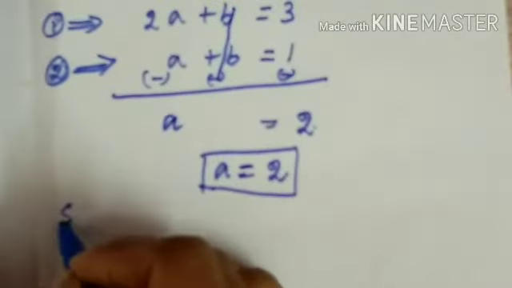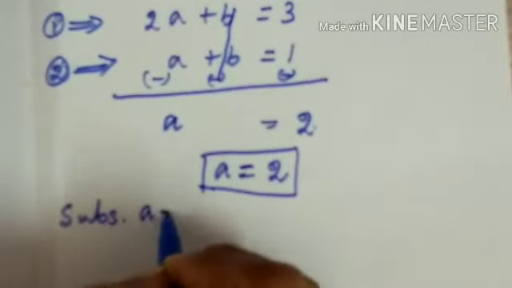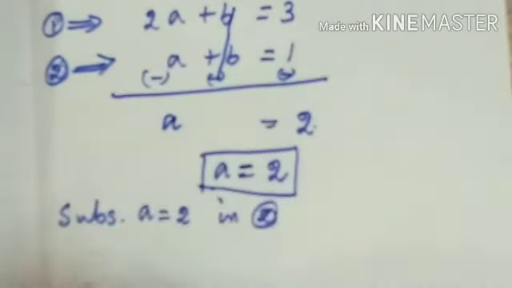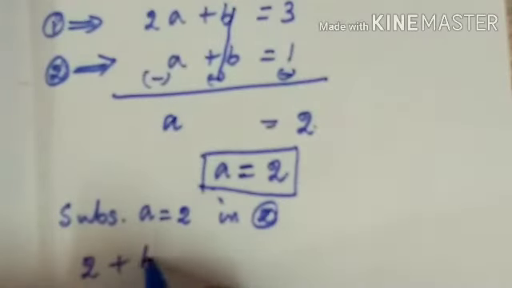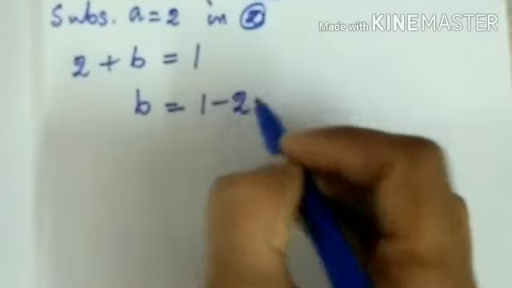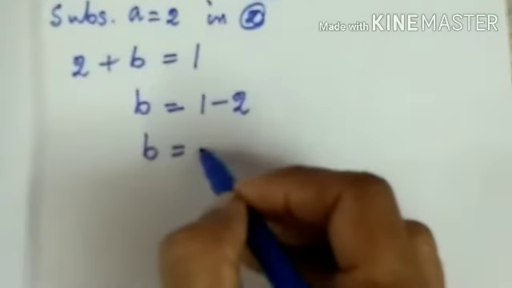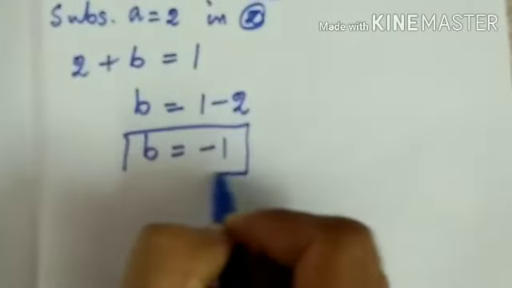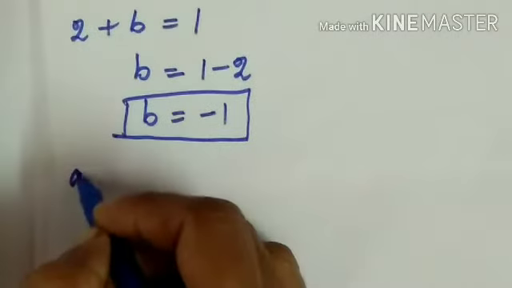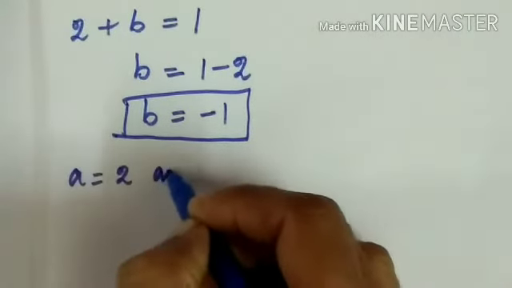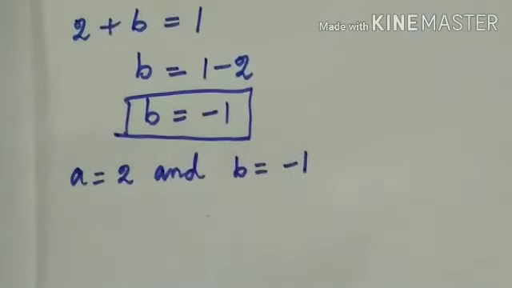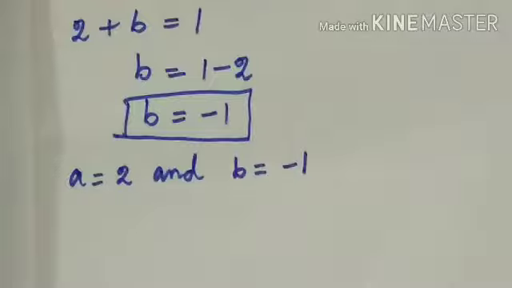Now substitute a equal to 2 in the second equation. Then we get 2 plus b equal to 1. Therefore b equal to 1 minus 2. Then the value of b is minus 1. Hence the answer is a equal to 2 and b is equal to minus 1. This is the answer for this question.